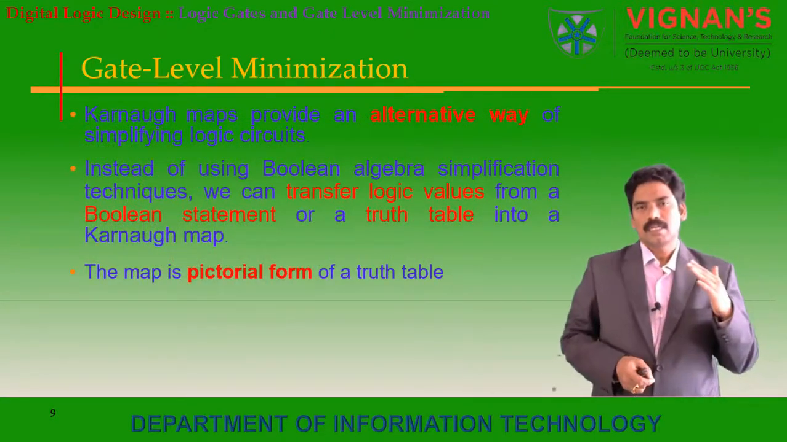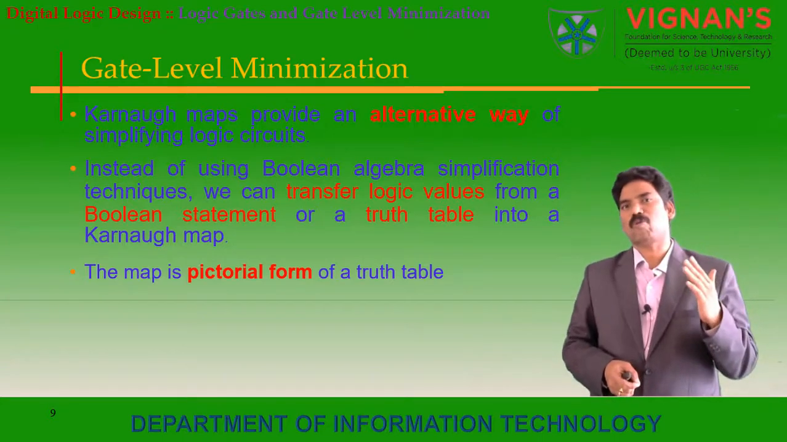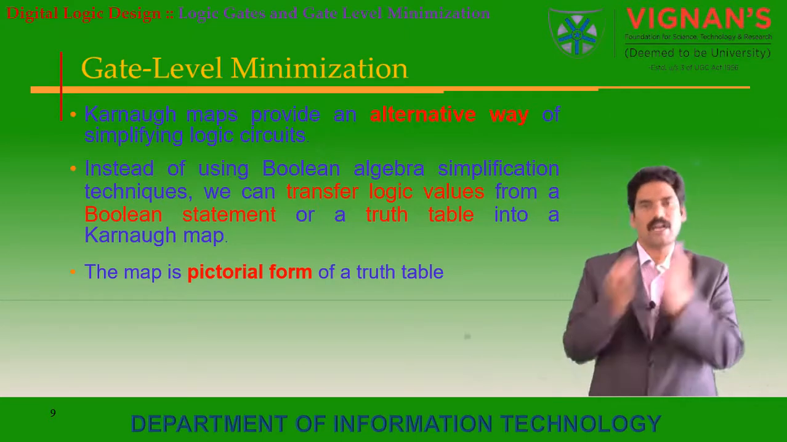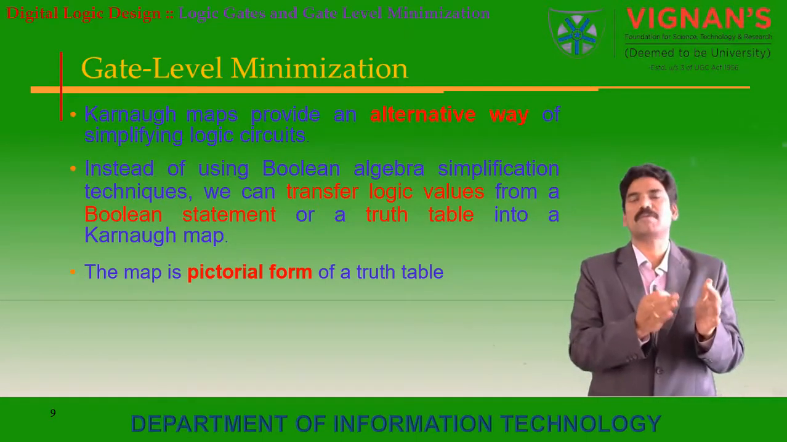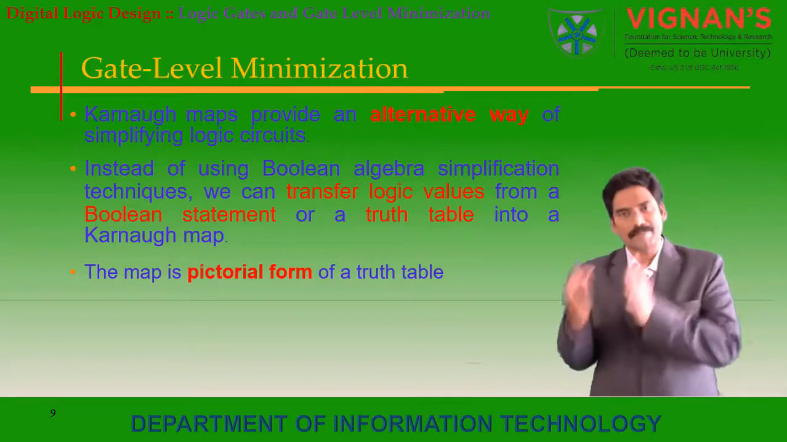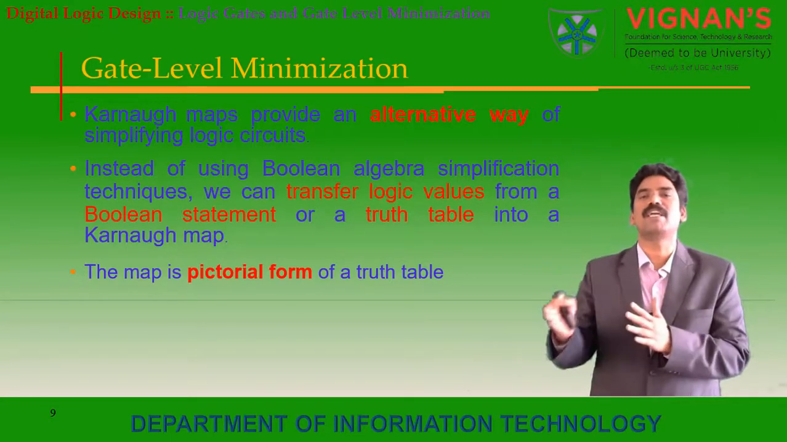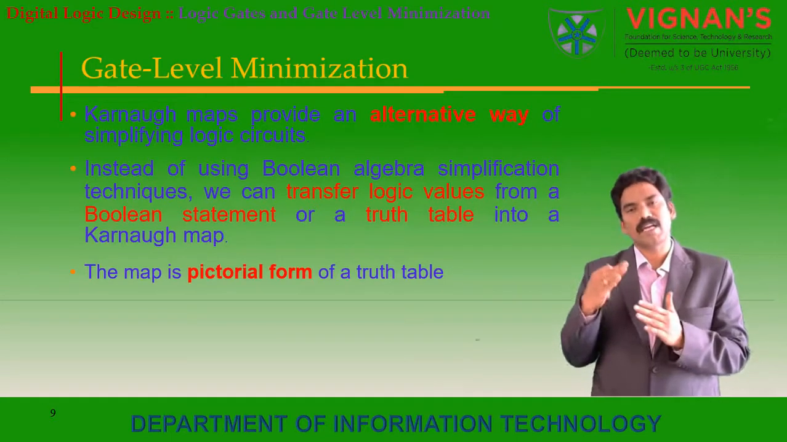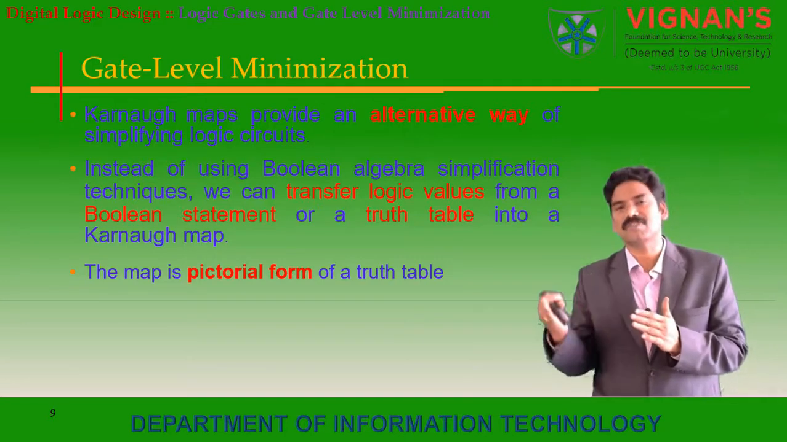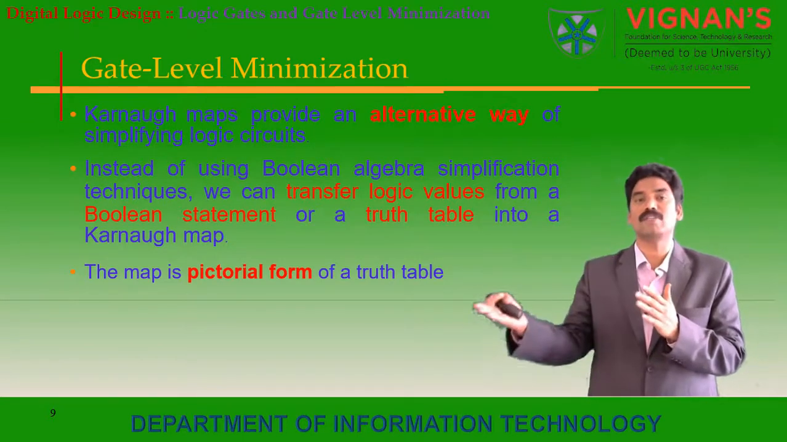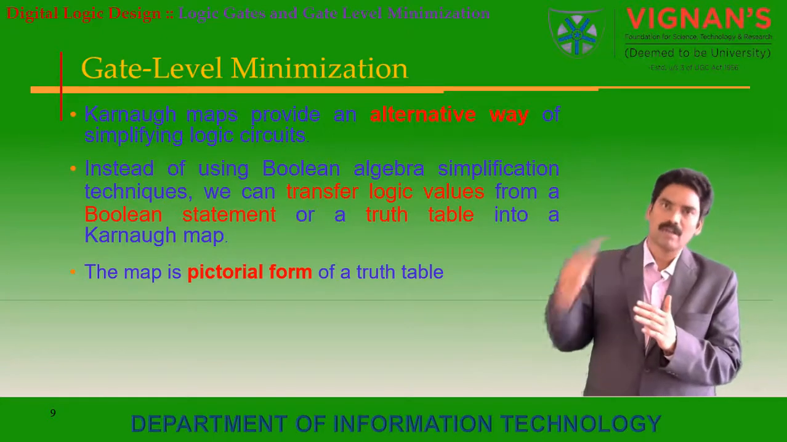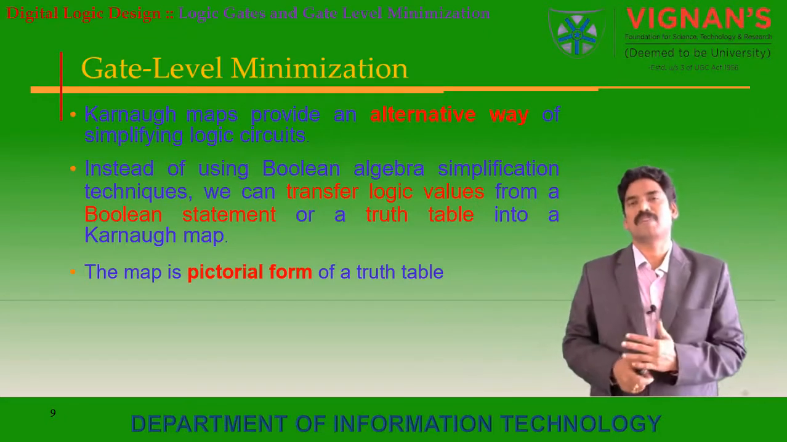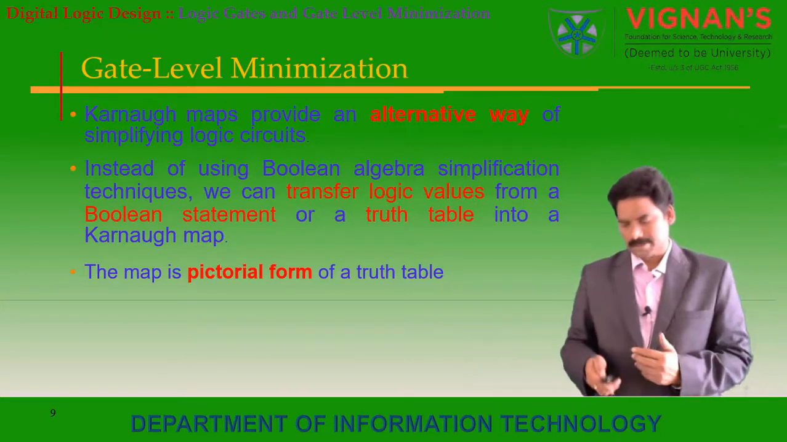Now, these Karnaugh maps provide an alternate way of simplifying logic circuits. We already have one method, that is simplification of Boolean expressions by applying Boolean algebraic laws. And another method, this is an alternative method to simplify logic circuits. Instead of using Boolean algebra simplification techniques, we can transfer logic values from a Boolean statement or from a truth table into a Karnaugh map, and this map is the pictorial form of a truth table.